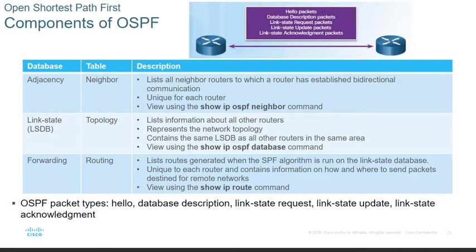Components of OSPF. The Adjacency Database lists all neighbor routers to which a router has established bidirectional communication, and is unique for each router. View it using the show ip ospf neighbor command. The Link State Database, or LSDB, is the topology table that lists information about all other routers. It represents the network topology and contains the same LSDB as all other routers in the same area. View it using the show ip ospf database command.